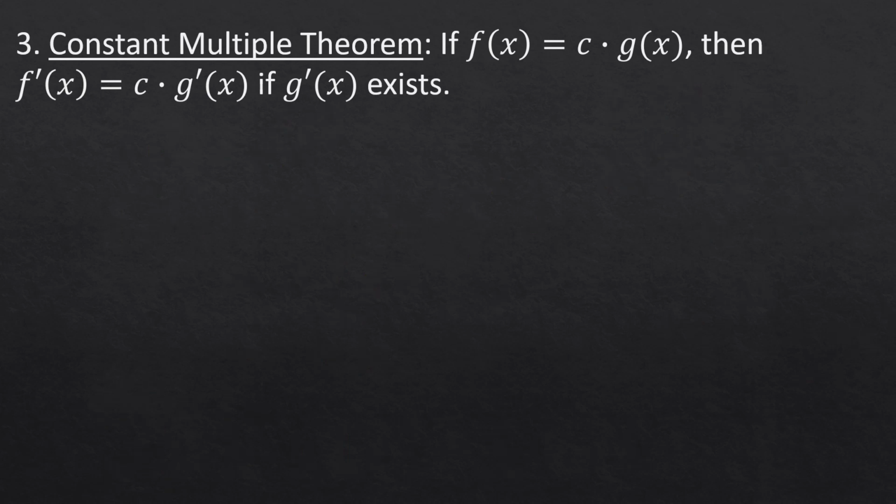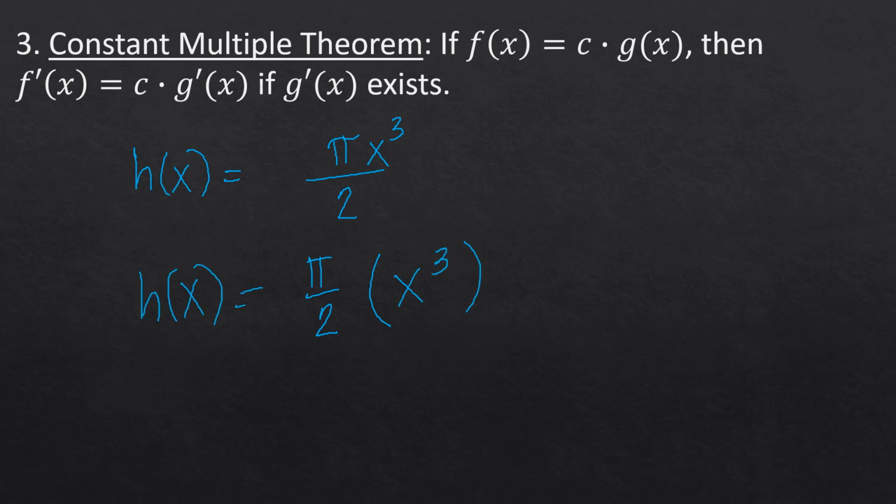So another example, if you have h of x is equal to pi over 2, or let's say pi x raised to 3 over 2. So here we can separate the constant. The constant is pi over 2. And that will be equal to pi over 2 times x cubed. That is also h of x.